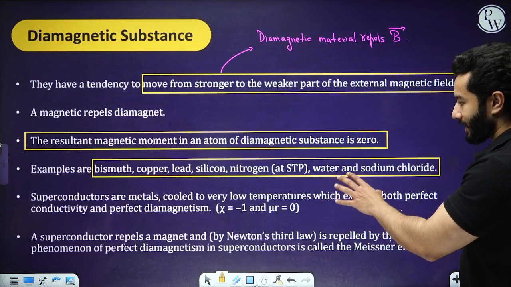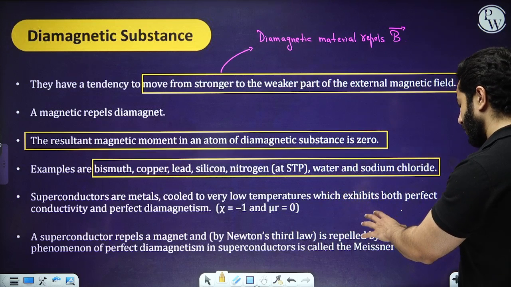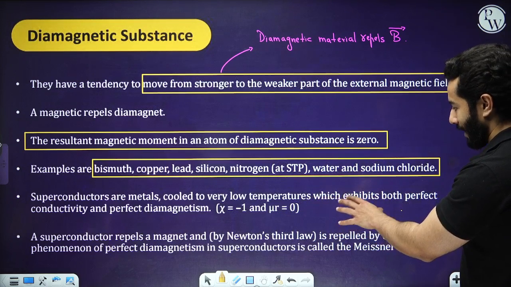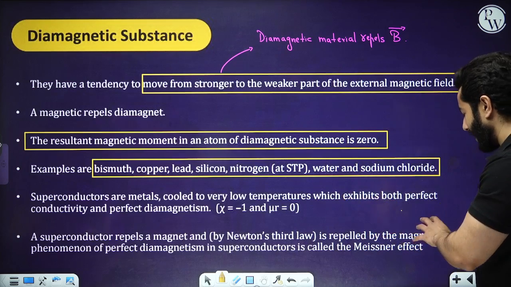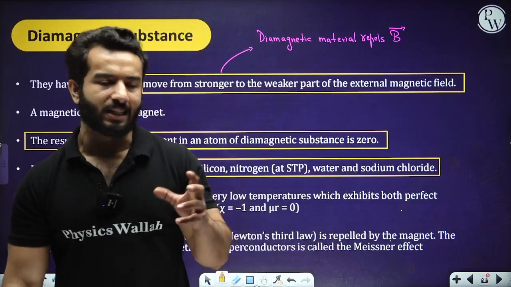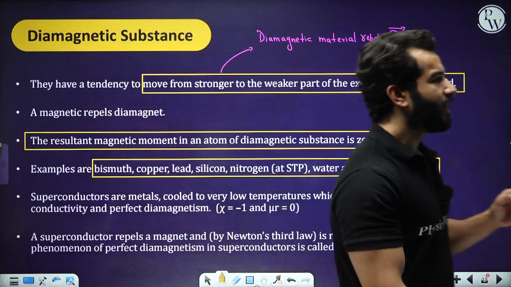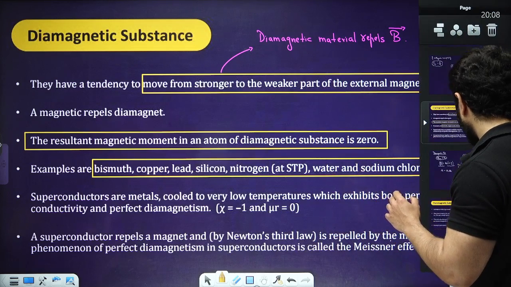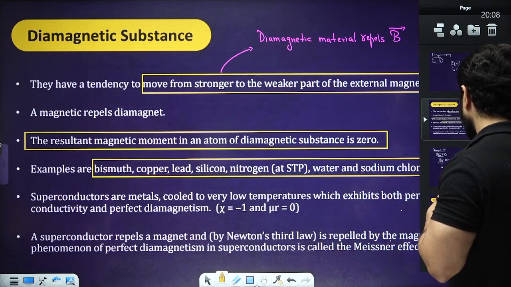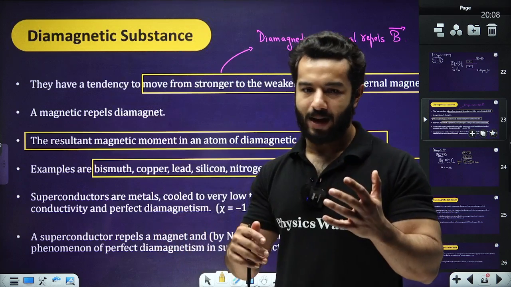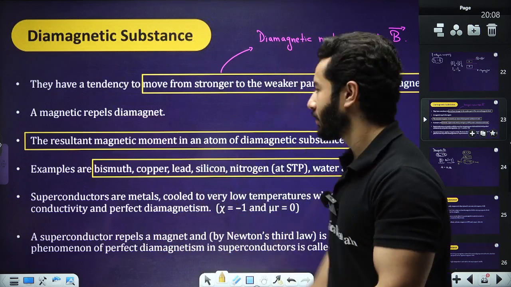A superconductor repels a magnet, and by Newton's third law it is repelled by the magnet also. The phenomenon of perfect diamagnetism in superconductors is called the Meissner effect, and it is also used in those levitating trains that you might have seen on Nat Geo or Discovery or somewhere, right? So that was the diamagnetic material. We have not completed diamagnetic material. We'll again come back to it when we'll be comparing all of the three materials.